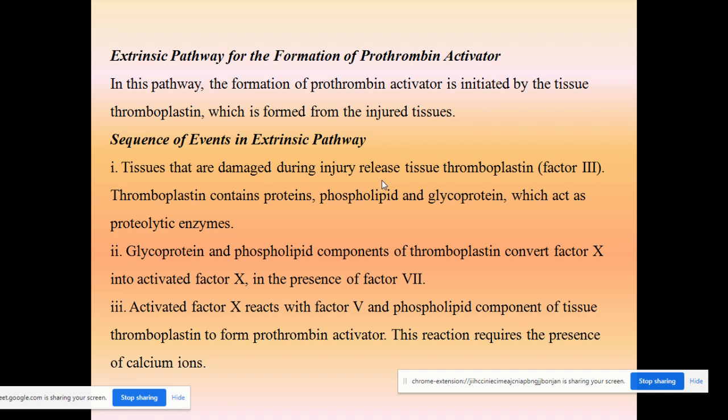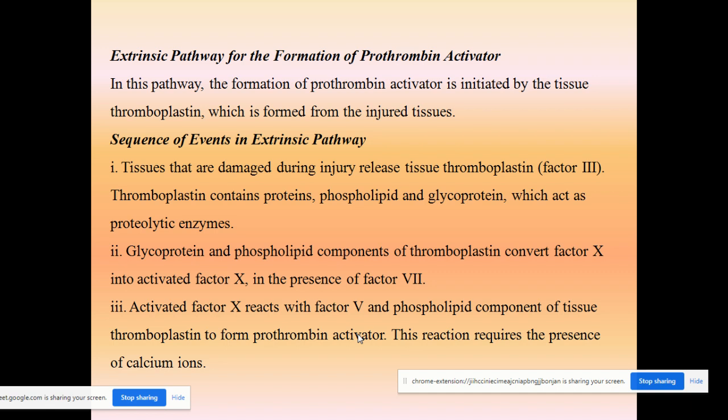What does it contain? The thromboplastin contains proteins, phospholipids and glycoproteins, so they act as proteolytic enzymes. They will act upon the proteins. Now the glycoprotein and the phospholipid components of thromboplastin will convert the factor 10 into the activated form in the presence of factor 7. Now this activated factor 10 along with factor 5 and phospholipid will combine with the thromboplastin to form the prothrombin activator in the presence of calcium ions.